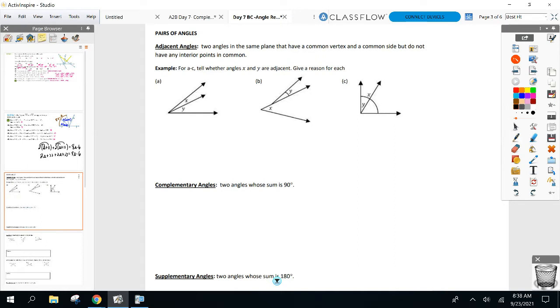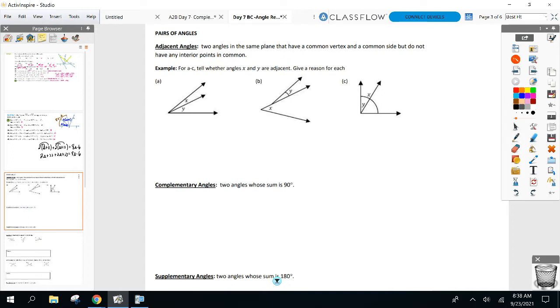But look at all these angles up here. They're next to each other, but they're not all adjacent. So what makes them adjacent? They have to have a common side, a common ray. Right? They have to have a common ray and no interior points in common. I'll show you what I mean here in a second.